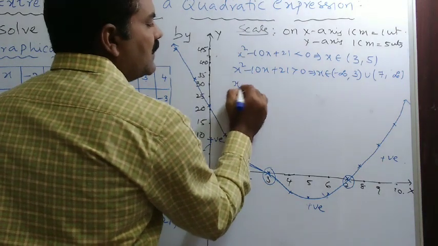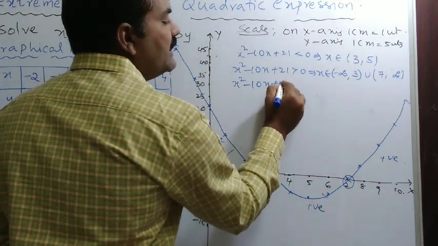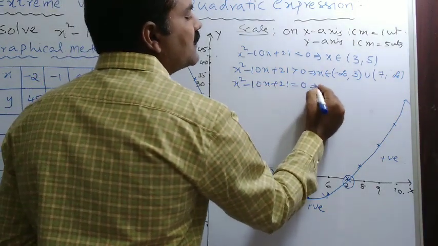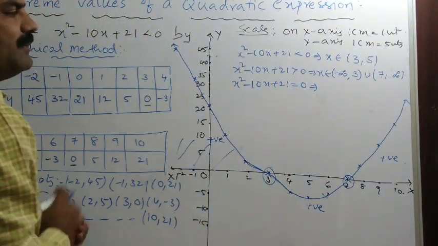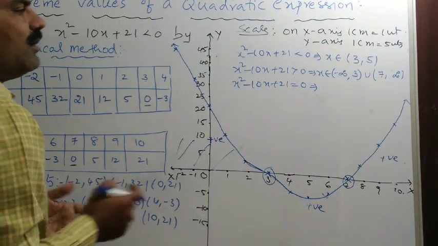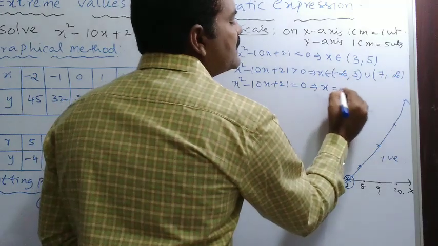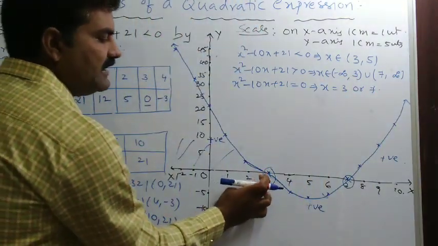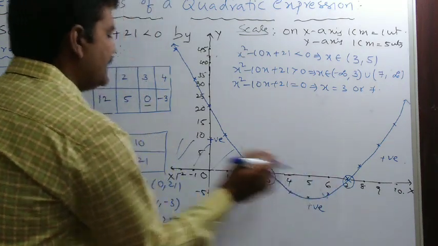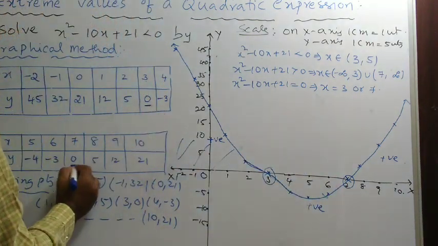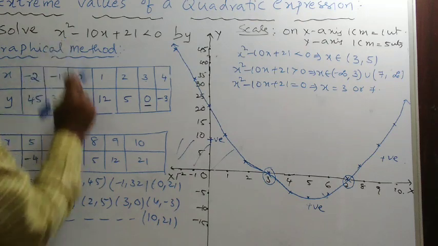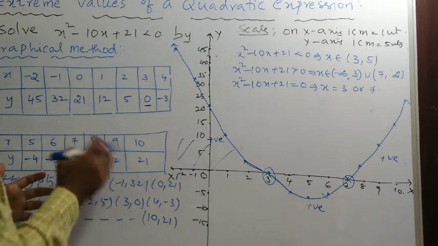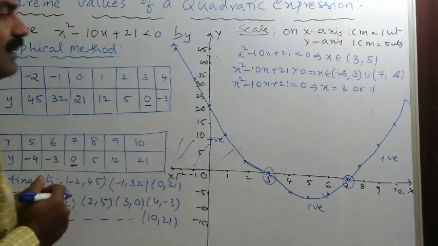If x square minus 10x plus 21 is equal to 0, I mean neutral, neither positive nor negative, when x is equal to 3 or 7. What are the values of the given expression, the y value, nothing but the expression only? Hence 0.